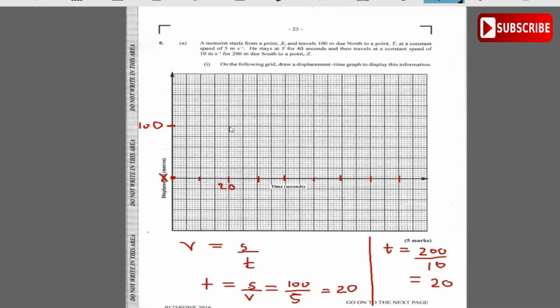So in the first 20 seconds, you travel 100 meters. So this is this now. After he travels this 100 meters in 20 seconds, he gets to his destination Y. So this is his destination Y. And it said he stays at Y for 40 seconds. So after traveling for 20 seconds, he needs to stop. Oh gosh, he's unfit. So 20, 30, 40, 50, 60. 60 is here. He stays at Y for 40 seconds, all right?